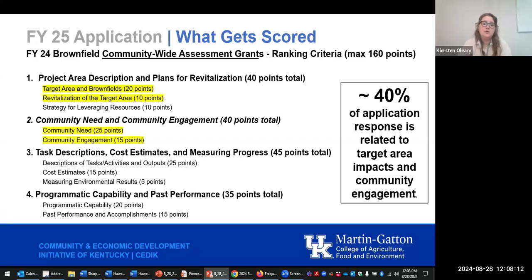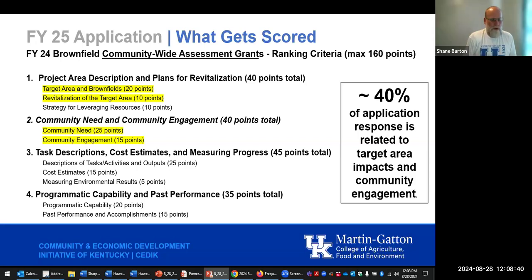So, 3 out of 4 of these, you could go ahead and start working on now, with a big emphasis on the fact that about 40% of your application is related to your target area, what you define as your target area for what you want to focus on, and the impacts to your community. And then the community engagement piece is also huge. Shane, do you want to expand on that a little bit?